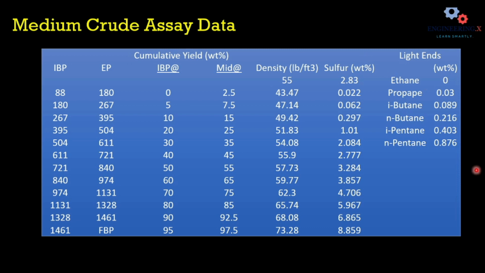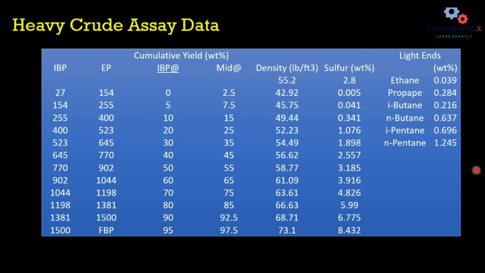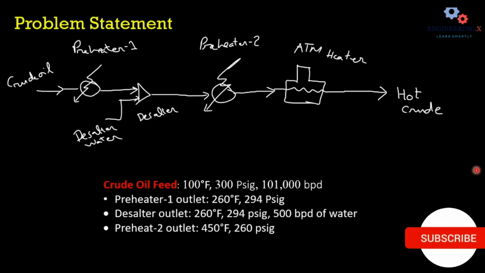This one is the medium crude, this one is the heavy crude. So we have these three crudes. We will generate a petroleum assay by introducing all these three crudes, and then we will make a blend that will be the mixed oil that we will take into the simulation to perform atmospheric crude distillation. So this is the problem statement.